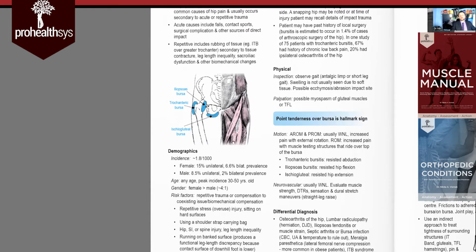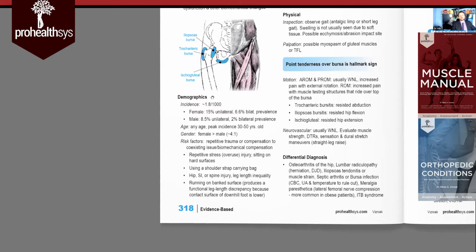So it's a pretty common condition actually, 1.8 per 1,000 people, more common in women than men. Any age, peak age generally 30 to 50, or peak athletic years potentially as well. Way more common in women. Repetitive trauma or compensation to a coexisting biomechanical issue, okay?